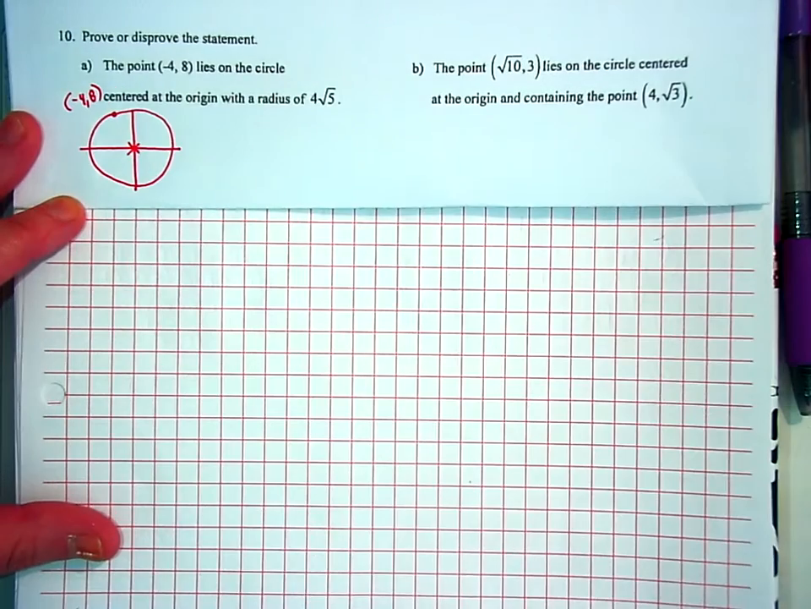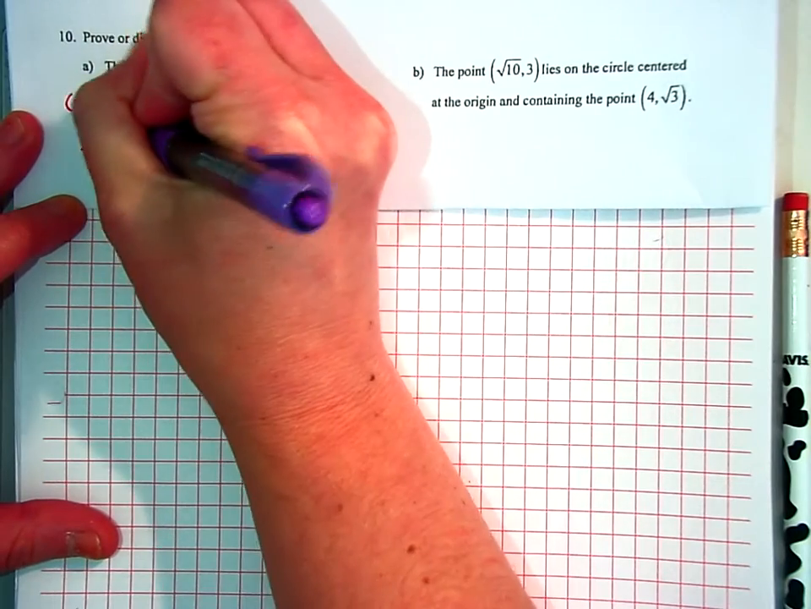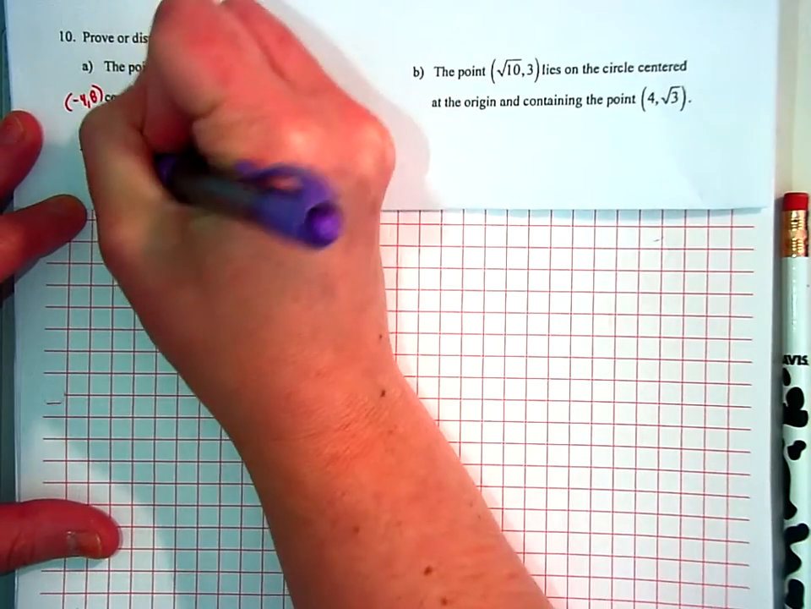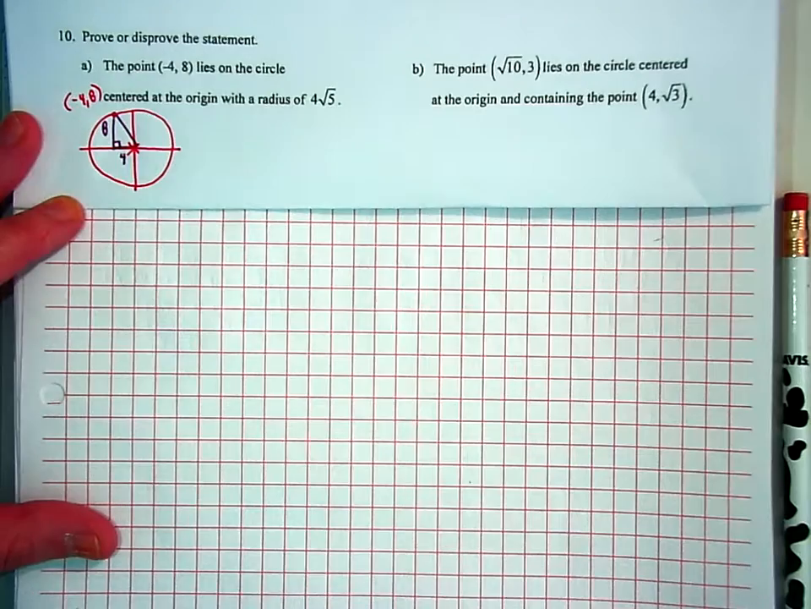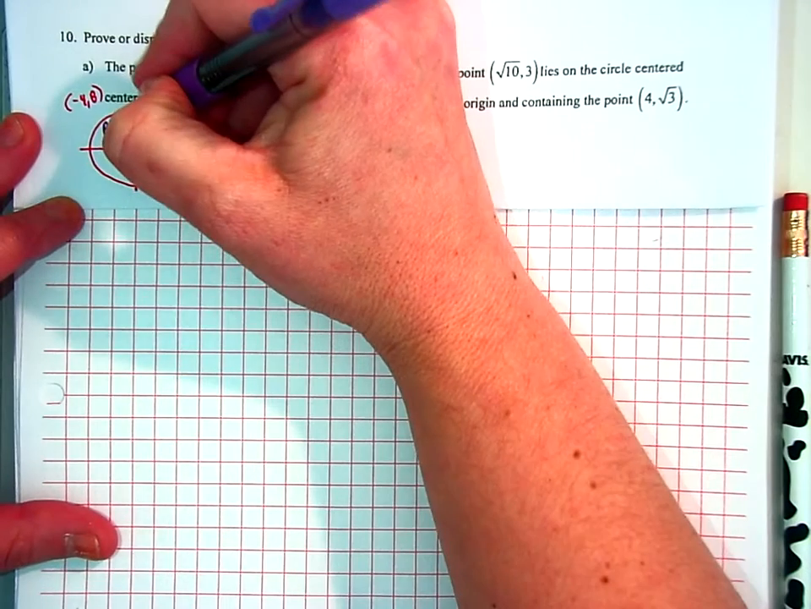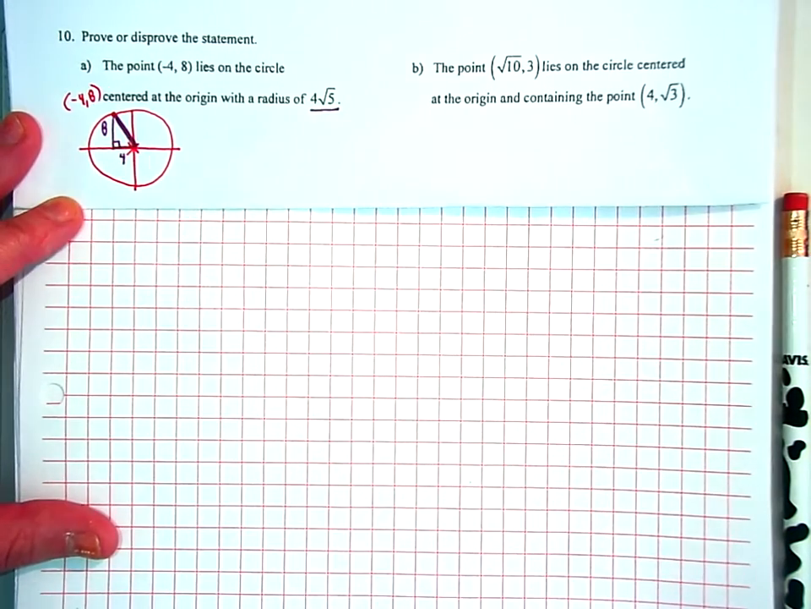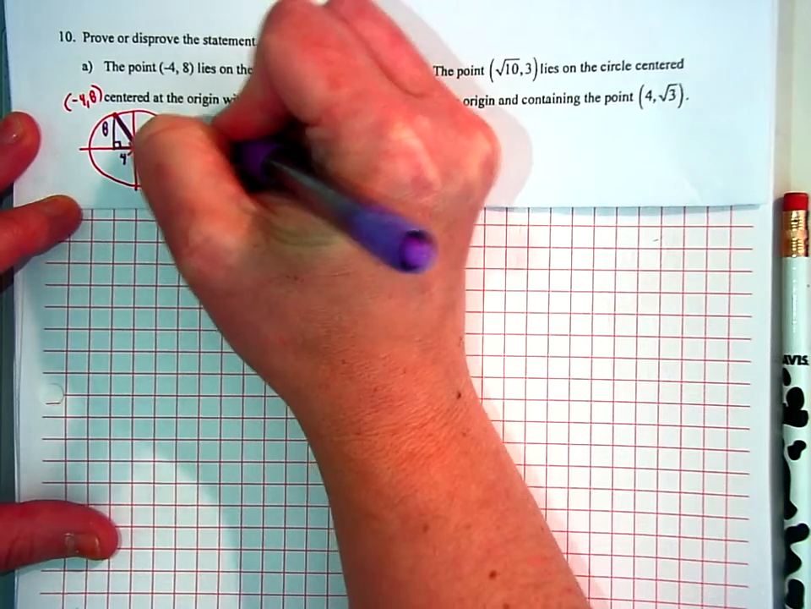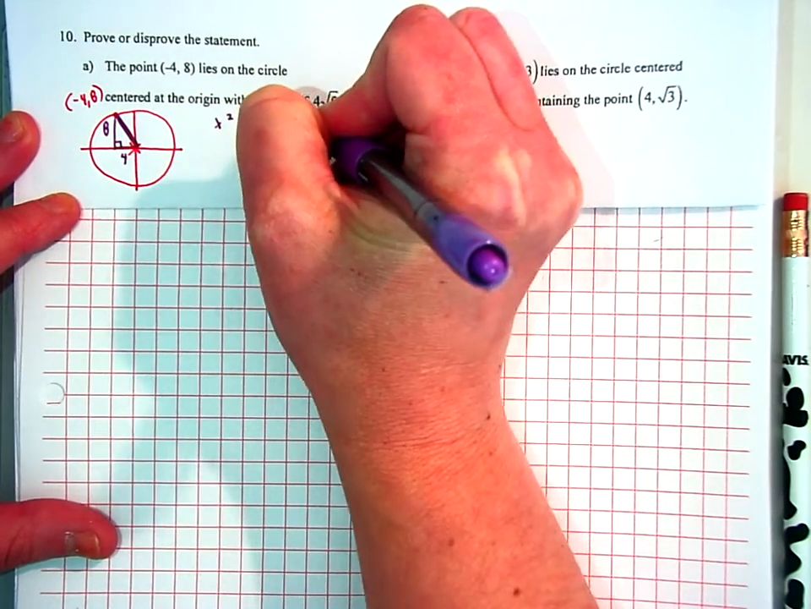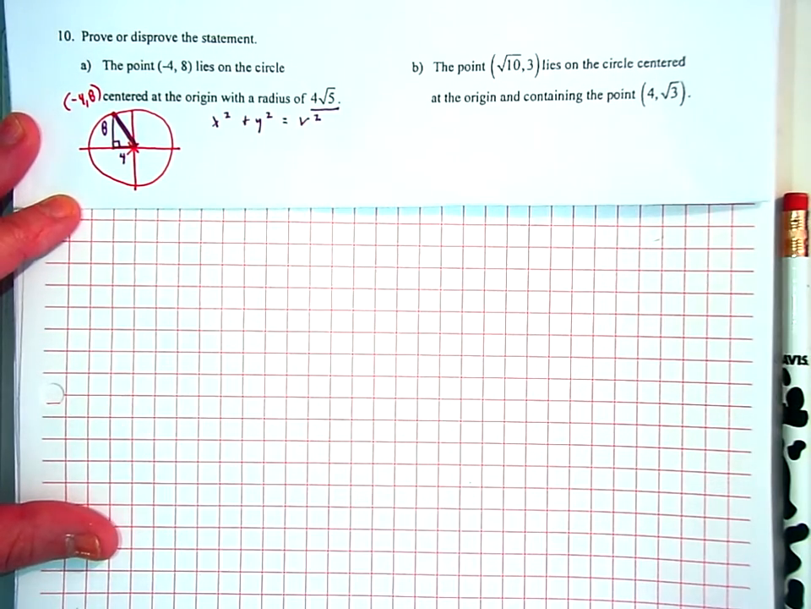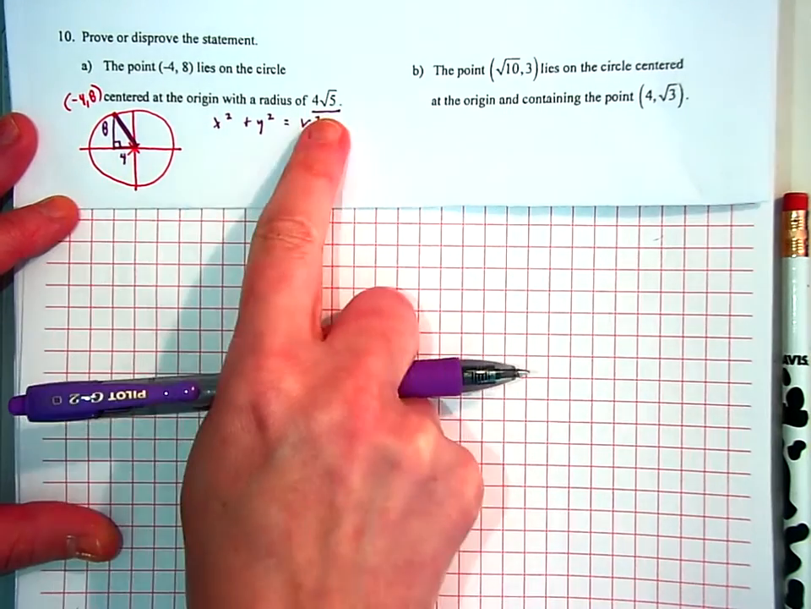Remember that that point was (-4, 8). So if I make a right triangle out of it, like so, this leg would be 4 units, this leg would be 8 units. So I need to make sure that right here my radius turns out to be 4√5. So I'm just looking at, is x squared plus y squared equal to my radius squared? So let's solve for the radius here and confirm or not that it's 4√5.